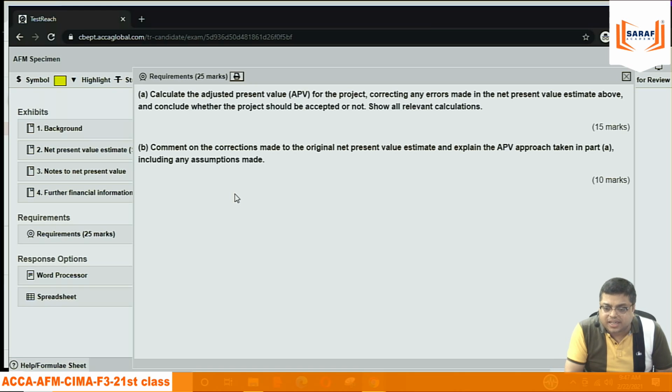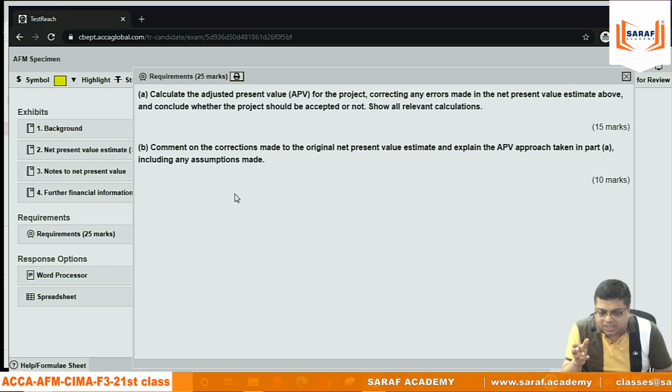Calculate the adjusted present value for the project, correcting any errors made in the net present value estimate above. It means they have done some NPV calculation which we need to rectify, then calculate APV and conclude whether the project should be accepted or not. So all your calculation, 15 marks is basically calculation. Comment on the corrections made to the original net present value estimation and explain the APV approach taken in part A, including any assumptions made.